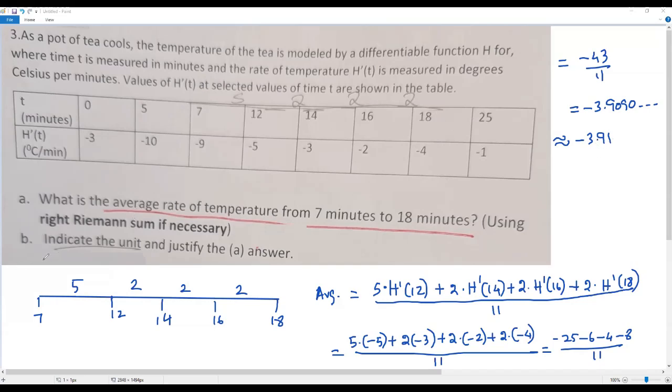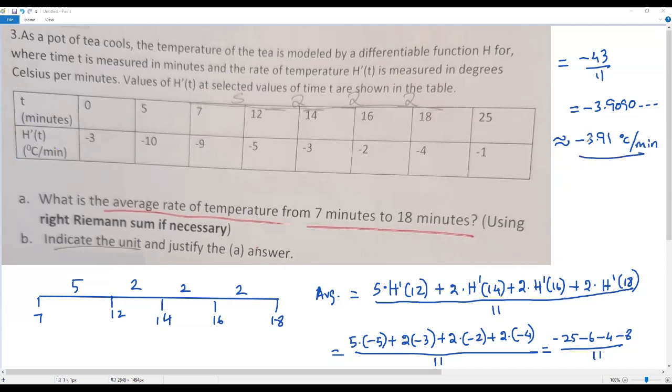Okay, now let's go to part B: indicate the unit and justify the answer to part A. So what is the unit of the result of part A? Clearly it's degrees Celsius per minute, because we got the average rate of change of temperature. h prime of t is the derivative of h of t, which gives the temperature at time t. So h prime of t is the rate of change of temperature, and its unit is already given over here: degrees Celsius per minute.